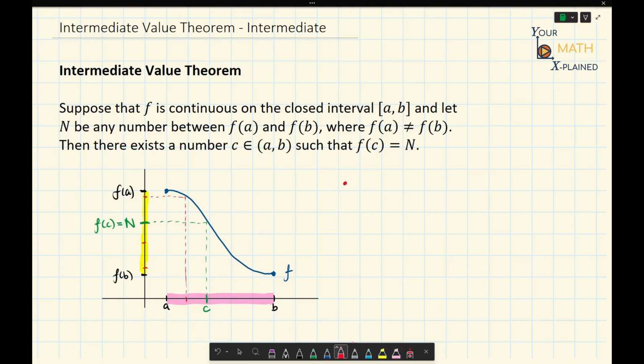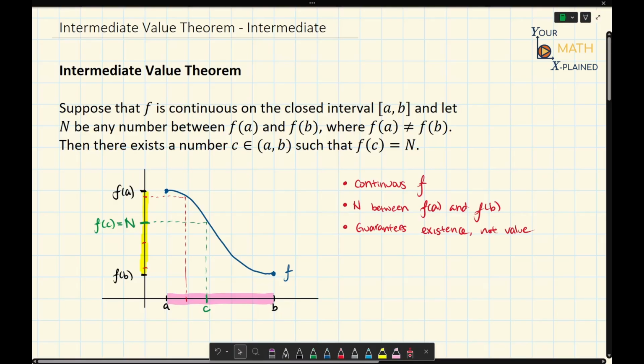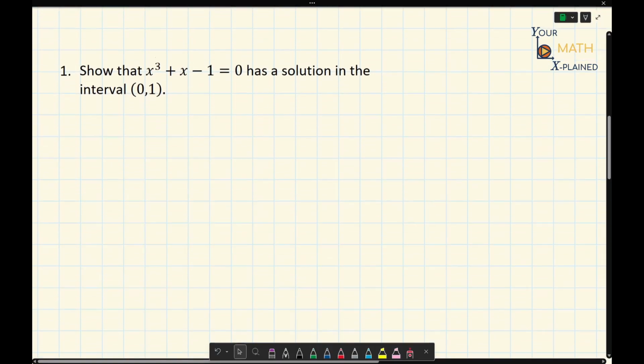And this is on the condition that our function f must be continuous. And also that our n to be between the values f(a) and f(b). And lastly, notice that this theorem only guarantees existence and does not actually help us find the exact value. So now let's take a look at how to use that through an example.